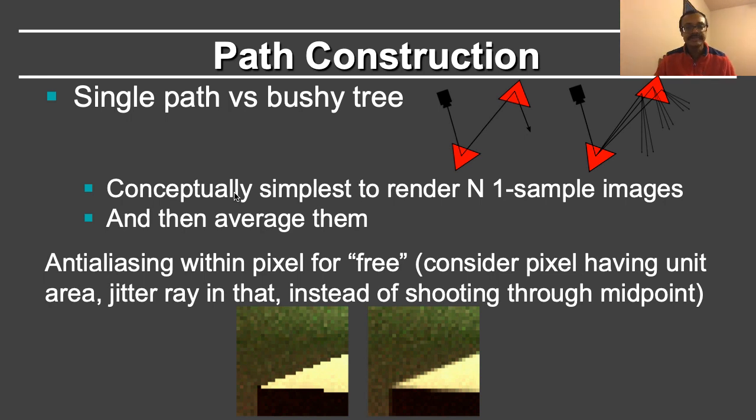So conceptually, it's simplest to render n one-sample images and then average them. Notice if you do this and each of the n images, instead of going through the center of the pixel, actually picks a random location on the pixel, then you get anti-aliasing within the pixel for free. So you consider the pixel having a unit area and you jitter within that instead of shooting the sample through the midpoint. You can see the effects of anti-aliasing. If you do your standard ray tracing, you will get the jaggies shooting through the center of the pixel, whereas if you do anti-aliased rendering, this will look much nicer.